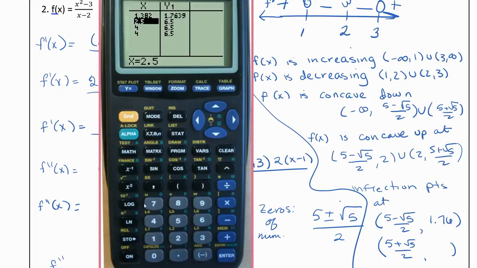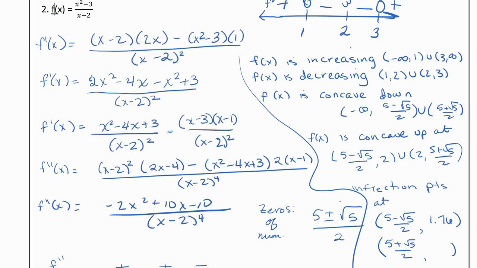and then we'll do 5 plus the square root of 5 over 2, so 6.24.